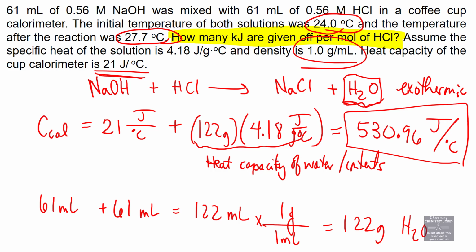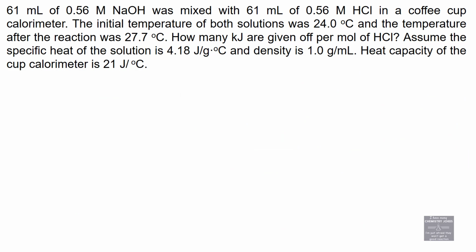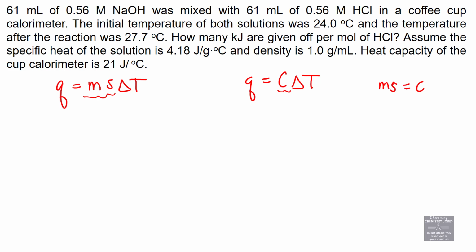So a couple more formulas that we need to know. Let me erase all this stuff. Q, the heat in a reaction, has two basic formulas: Q equals MS delta T and Q equals C delta T. The reason those are the same formula is because M times S is C. The heat capacity is the mass times the specific heat. So that and that are the same thing.